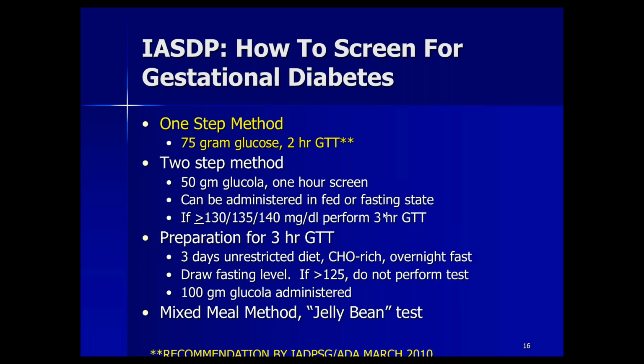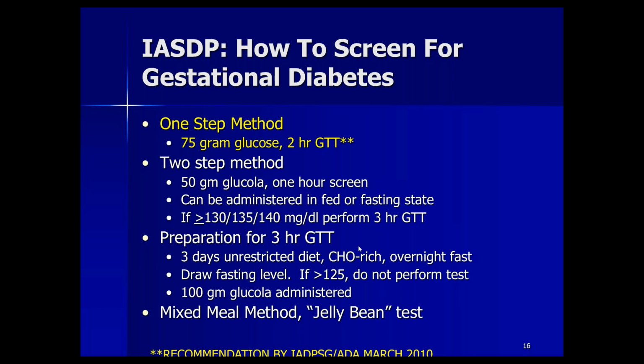There's a two-step method, which we are most familiar with in California and in the U.S., where a patient is given a 50-gram glucola load. 1 hour later, she is screened. You can use 130, 135, or 140 as your cutoff value. The advantage to that is the patient does not have to be fasting for that. And then if she goes over your cutoff value, you perform the 3-hour test. So that's the two-step method.